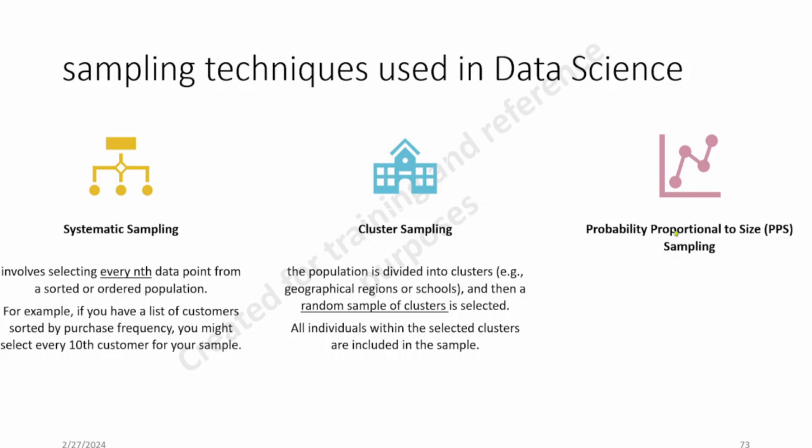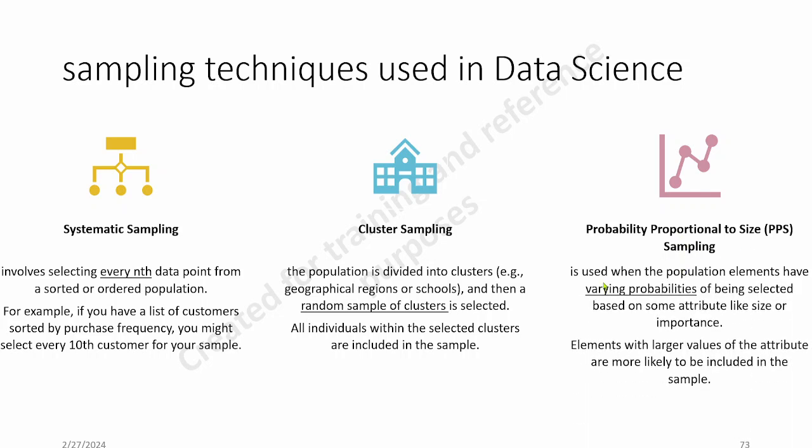One more method is called probability proportional to size, or rather weighting based on some weights. This is useful when the elements or data points have varying probabilities of being selected based on some attribute. It could be frequency, importance, or size. It could be anything. The elements of larger values will have more probability of being selected. So let's talk about these three techniques one by one.